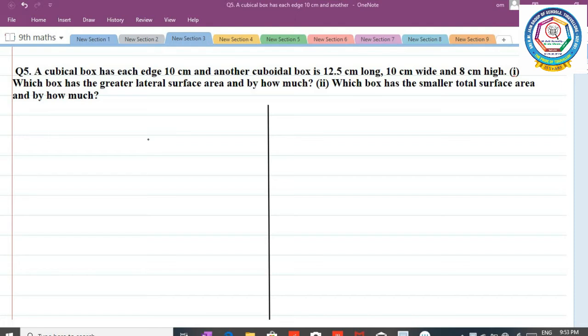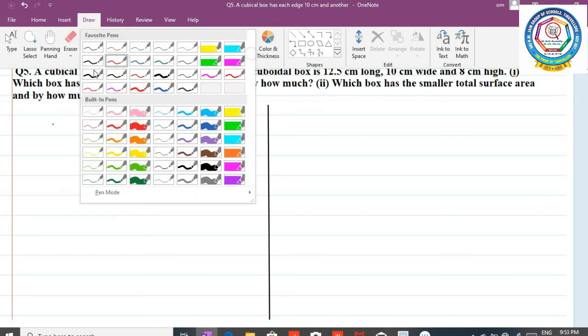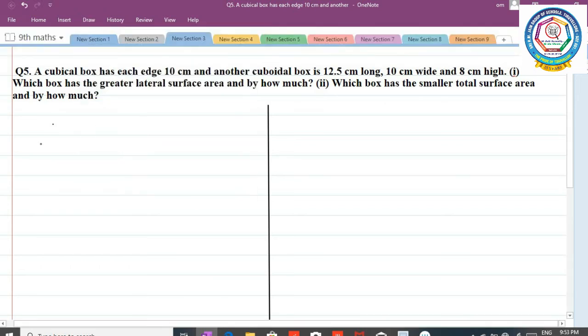So we have to find out lateral surface area of cube and cuboid, which area is greater and what is the difference. Second one, we have to find out the total surface area of cube and cuboid, which area is smaller and what is the difference. So first subdivision, we have to find out lateral surface area of cube and cuboid. So cube. What is the edge given? A equal to 10 centimeter.